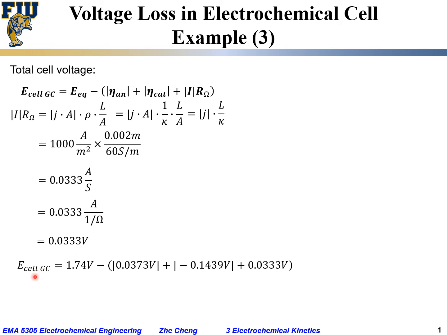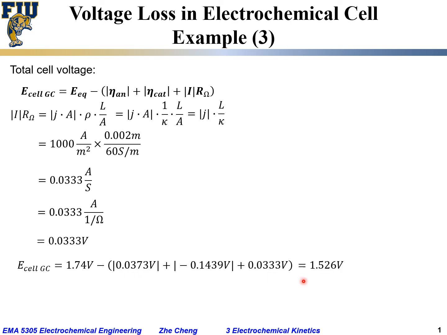As a result, the overall galvanic cell potential would be 1.74 volt, which is the equilibrium cell potential when there's no current, minus the absolute value for the anode or zinc electrode, which is the absolute value of 0.0373 volt, plus the contribution of the cathode. We said the cathode overpotential is minus 0.1439 volt or minus 143.9 millivolt, but you take the absolute value. And finally, the ohmic loss, also absolute value.